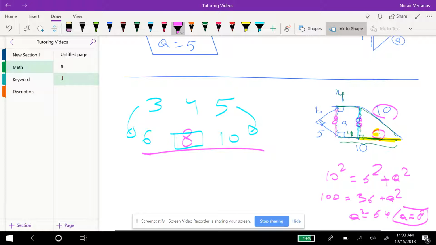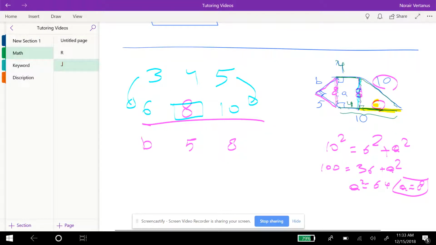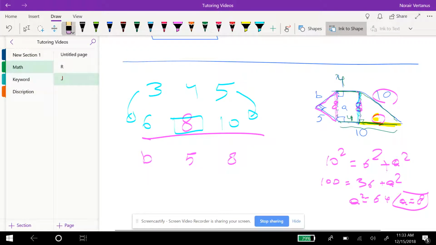Now you can use again the Pythagorean theorem to find this one, B, right? This triangle. Again, that's a right triangle. You have B, you have 5, and 8. Anyway, I don't have the special triangle 3, 4, 5 in this case, so I'm just going to use the Pythagorean theorem. Or even if you don't know that rule, just use the Pythagorean theorem. This 8 is the hypotenuse of the triangle.